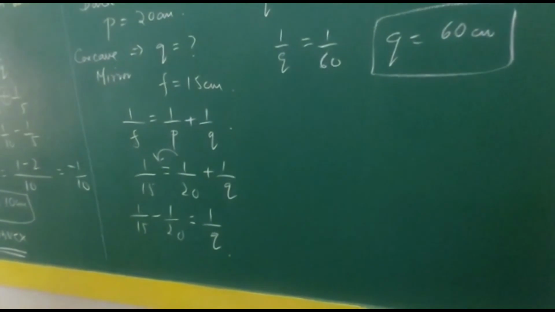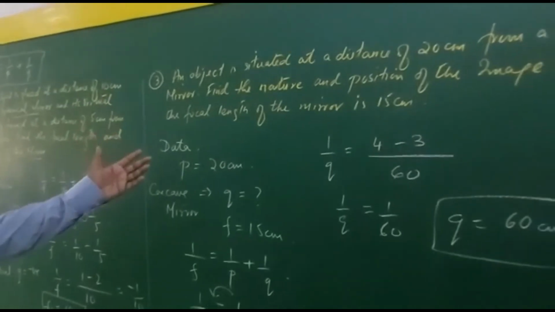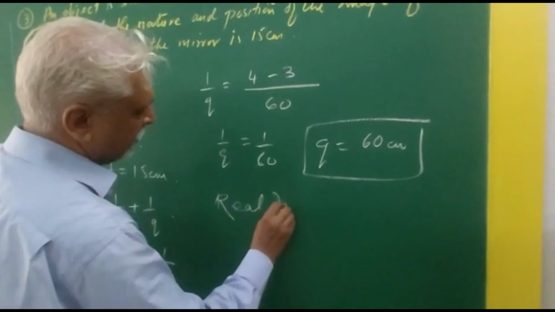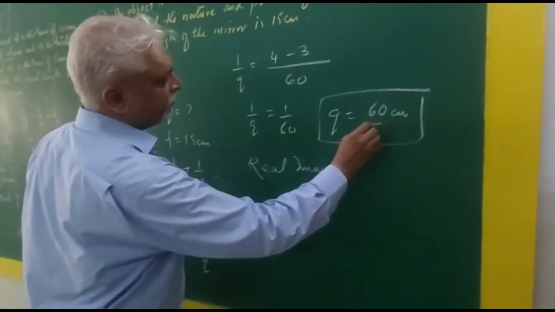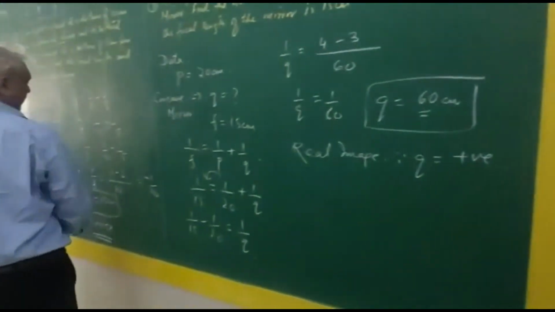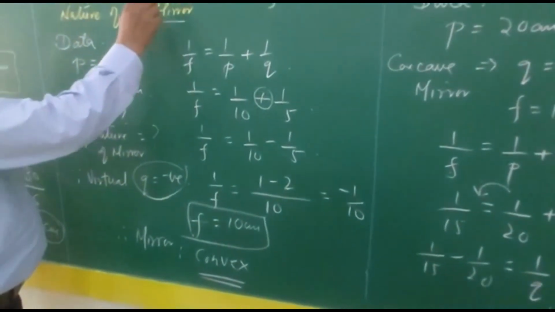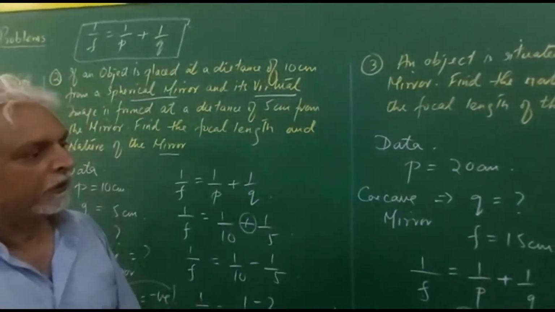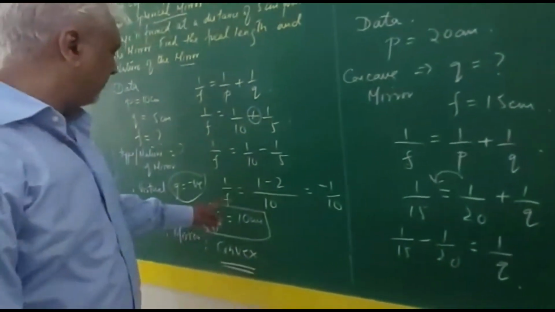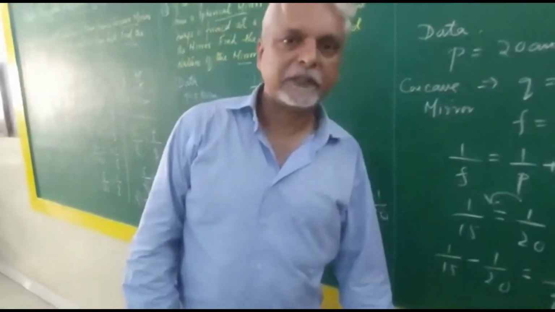It is 60 centimeters, and since it is positive, it is a real image. Okay, a real image because Q is positive. If Q is negative, like how we did over here, we took Q as negative because the image is virtual, as mentioned over here. Here the value of Q was coming out positive, so it's a real image. There we had to take it as negative because we were told that it is a virtual image. I hope it is clear to you all.